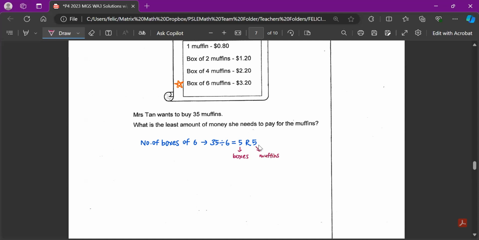So how do I know it's muffins? If the first number in the division is muffins, this remainder 5 will also be muffins. So it means that inside 35 muffins, I can buy 5 boxes of them, but I will have a leftover of 5 muffins that I still need to purchase, of course. So I definitely still need to purchase this.